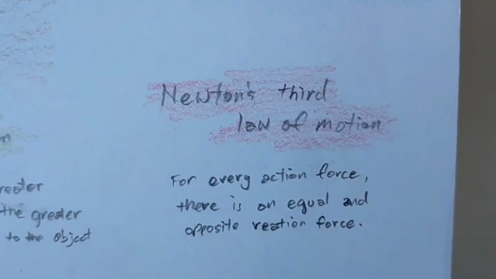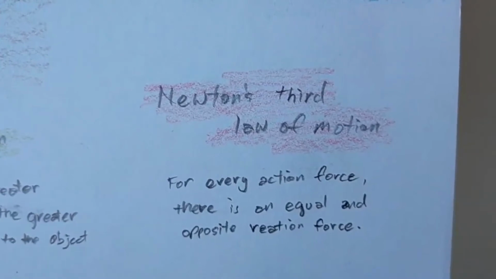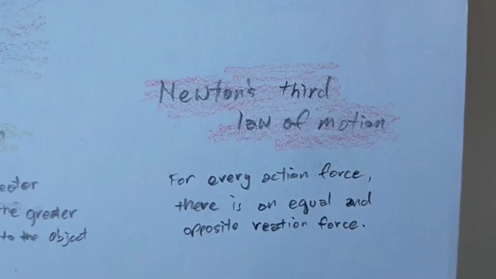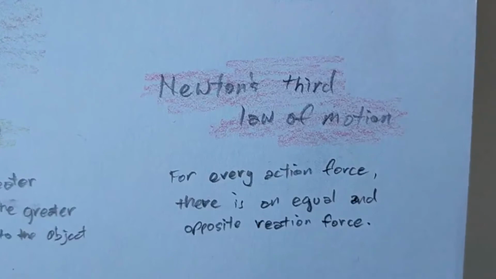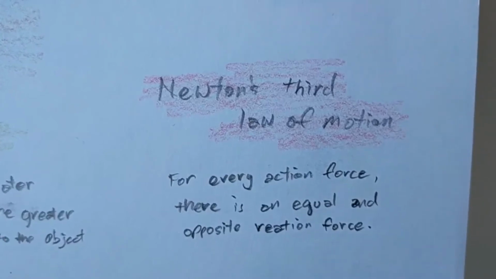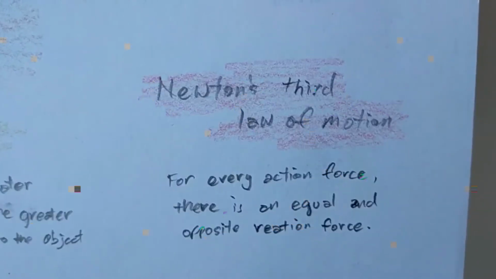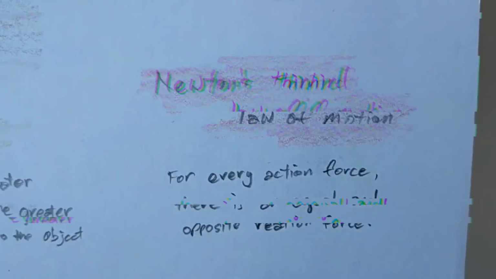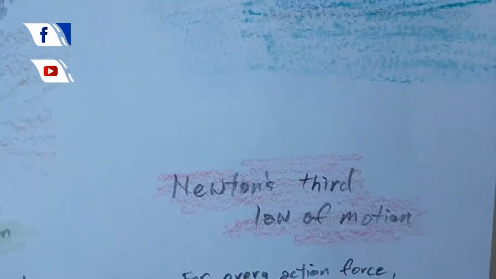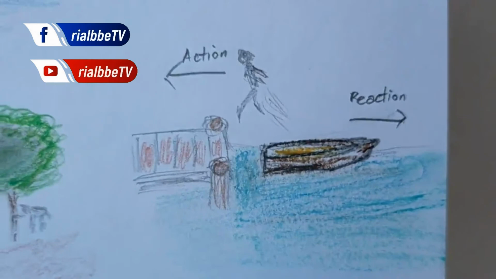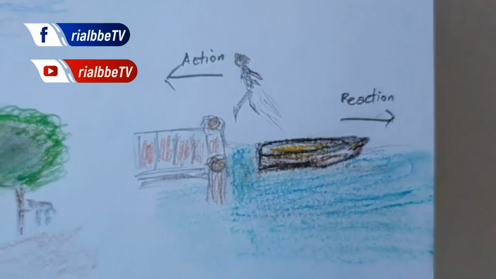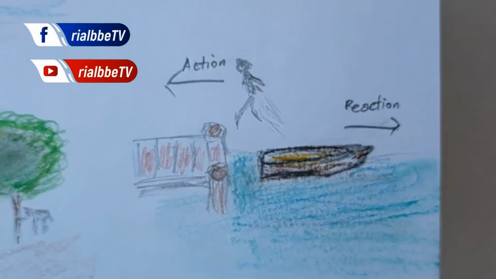Now we are at the third law of motion. It is called the principle of action and reaction. It states that for every action force, there is an equal and opposite reaction force. Let me simplify it for you. For every action, there is an equal and opposite reaction.